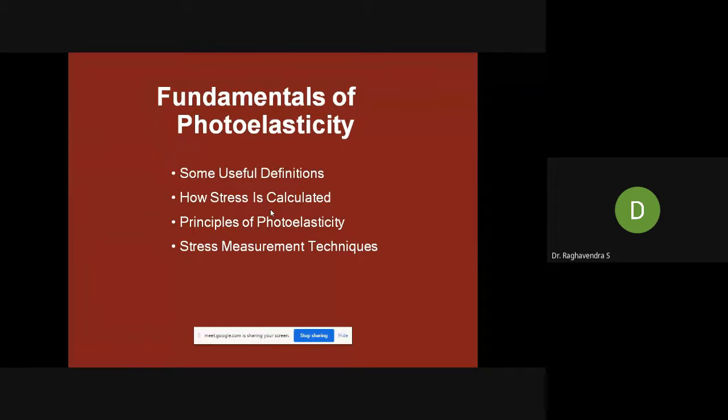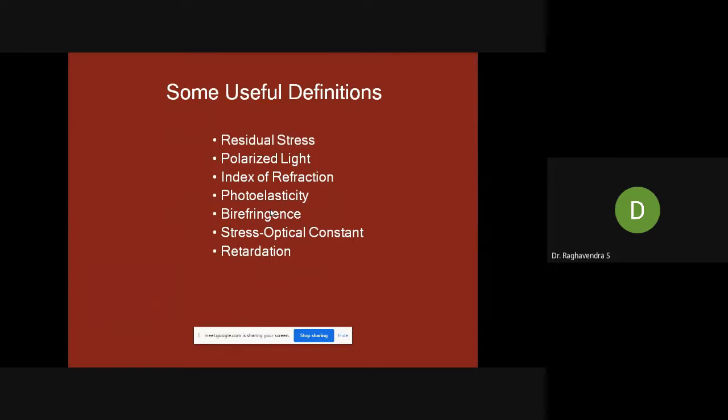This presentation may help you with these things. Today's class we look at residual stress, polarized light, index of refraction, photoelasticity, birefringence, stress optical constant, retardation, all these things.